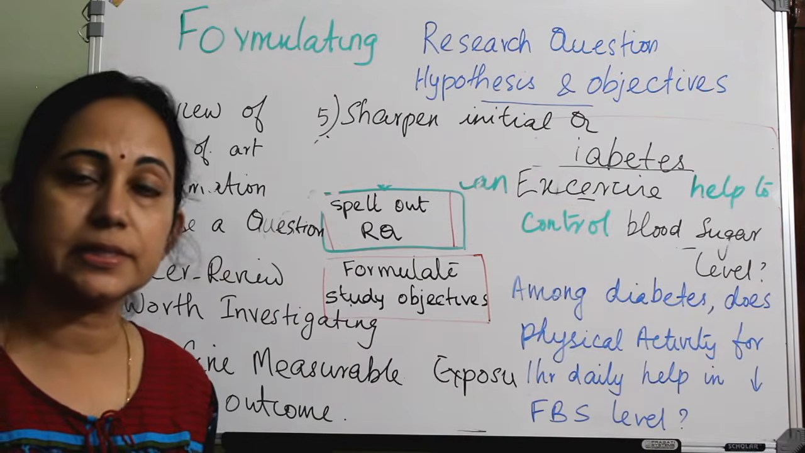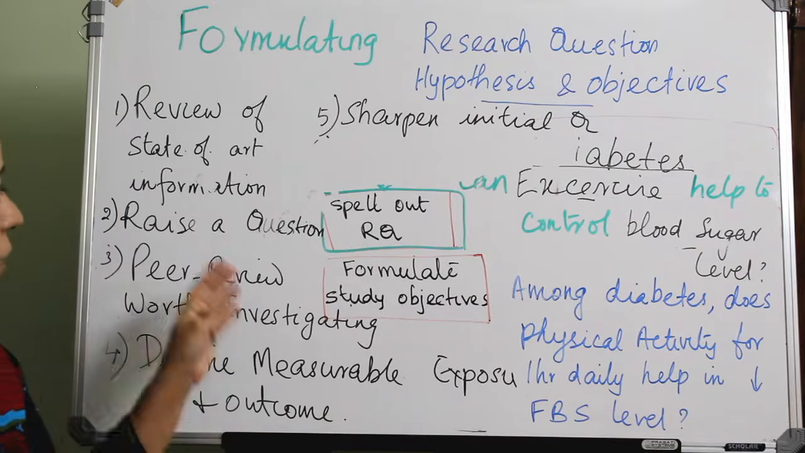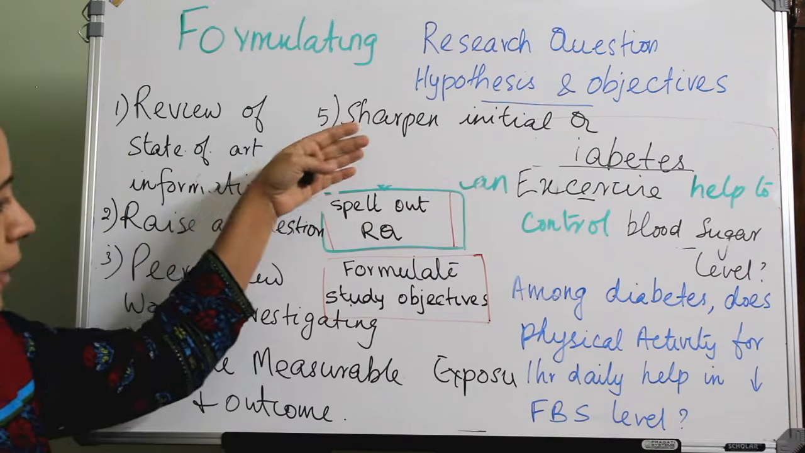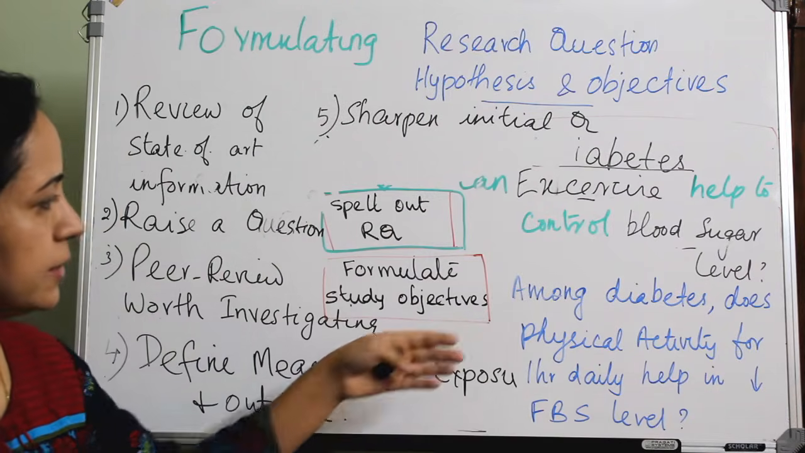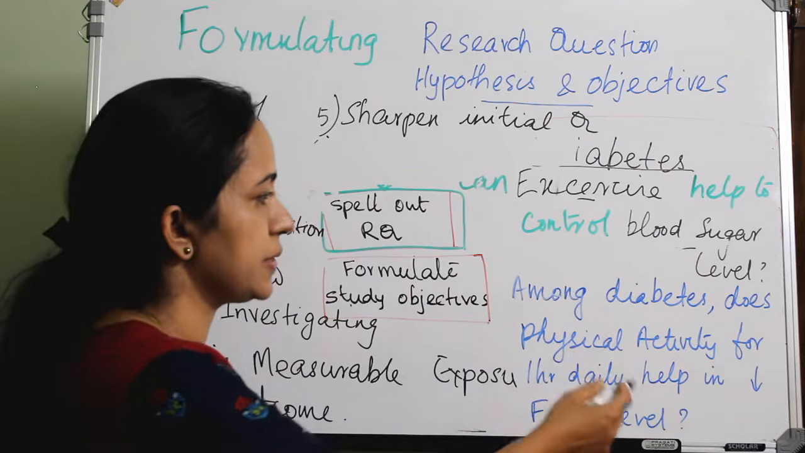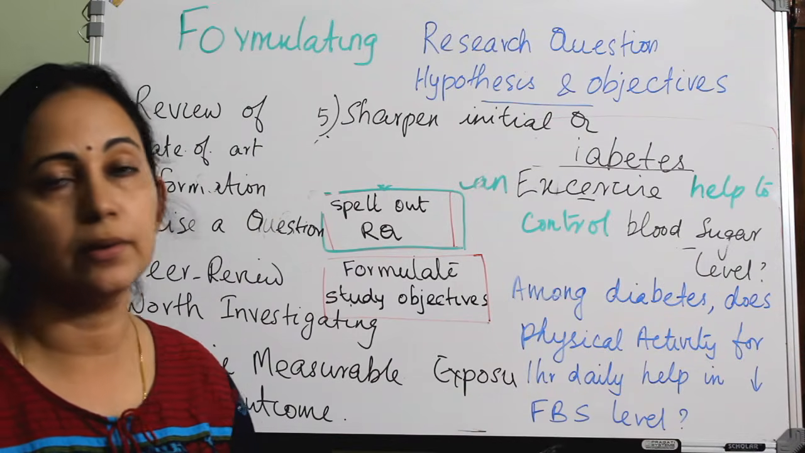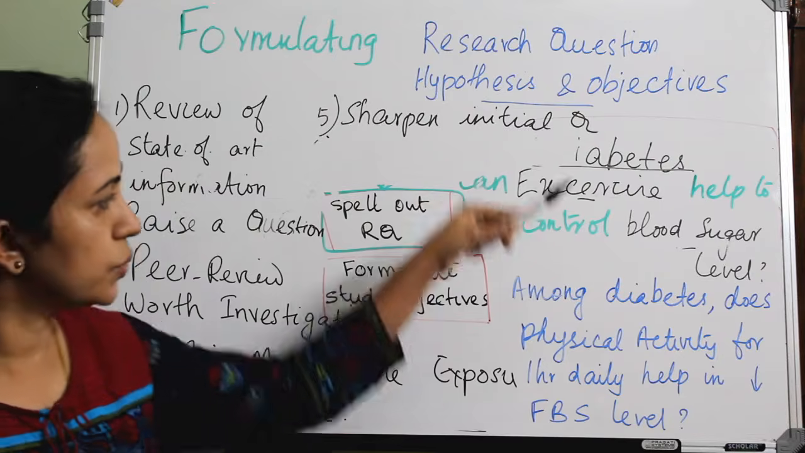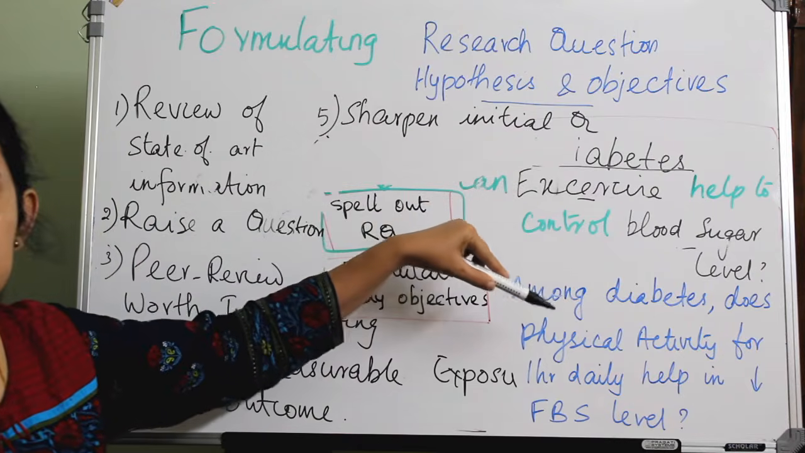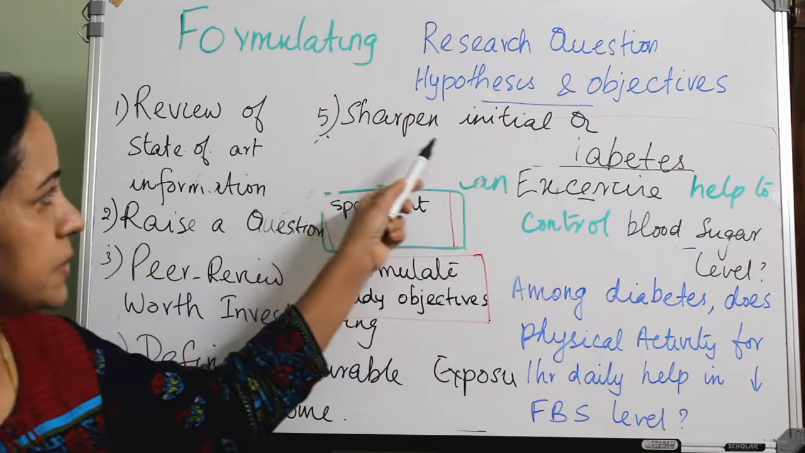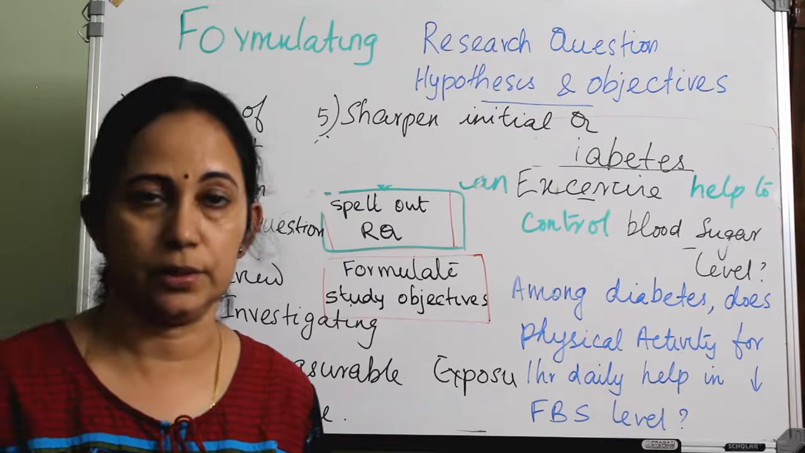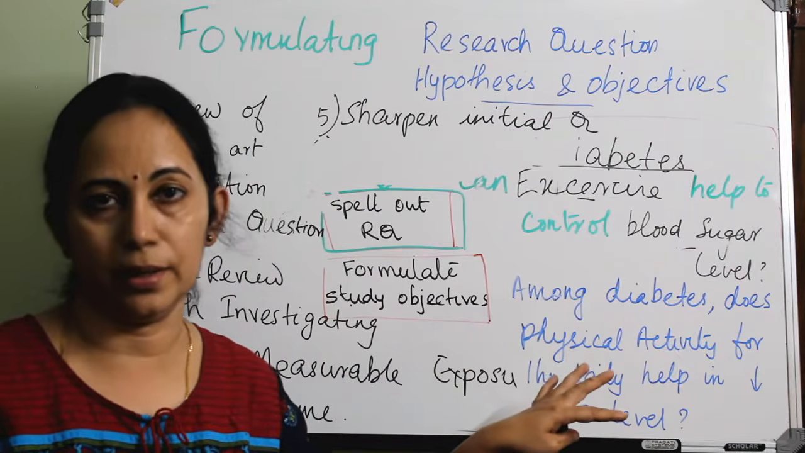The next step is sharpen the initial question. With all this, I made a modification, that is, among diabetics, does physical activity for 1 hour daily help in reducing the fasting blood sugar level? So you compare the initial question with this, it is more sharpened. So this is somewhat okay.